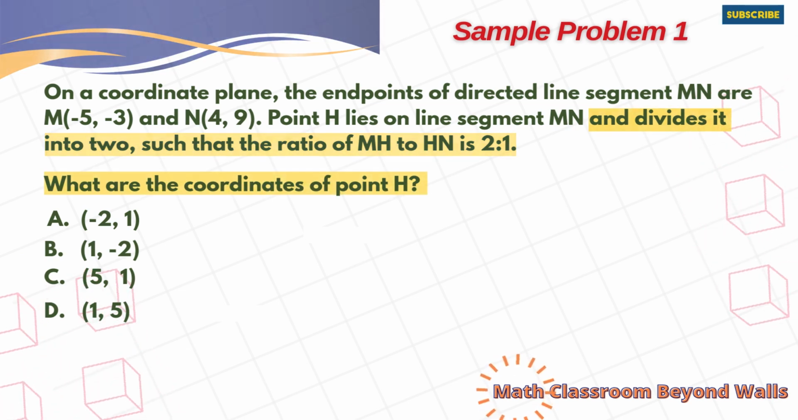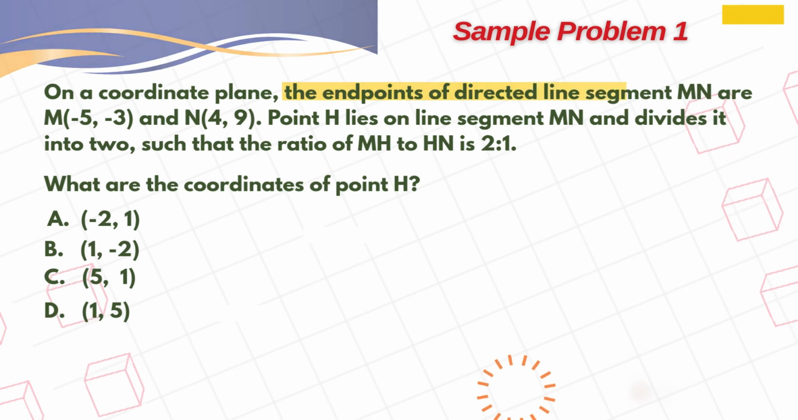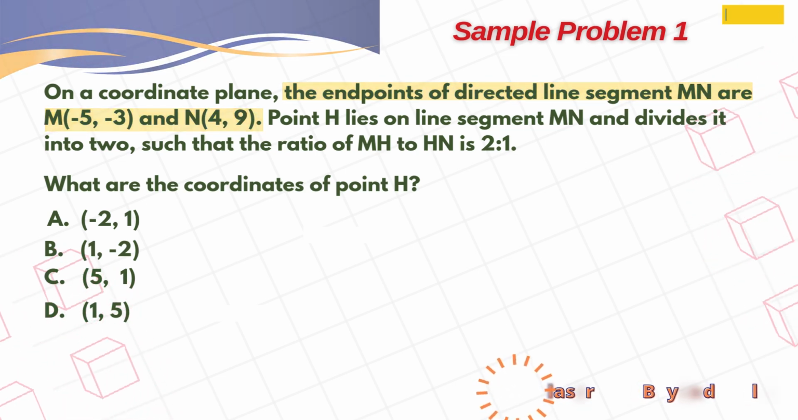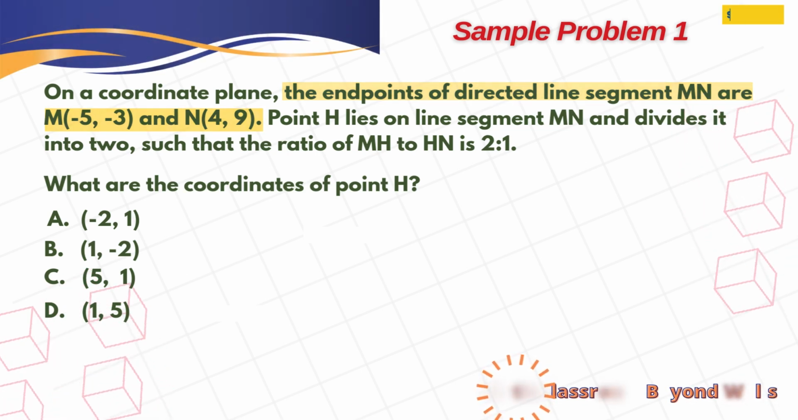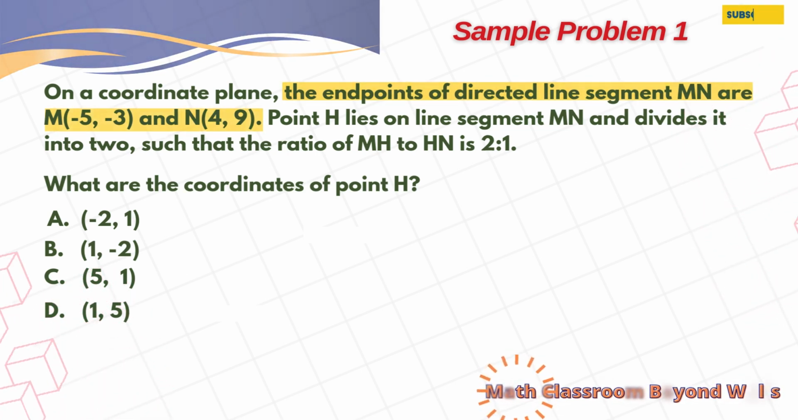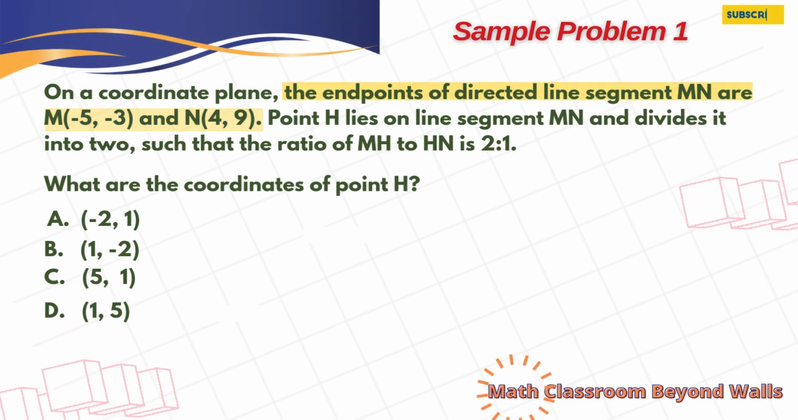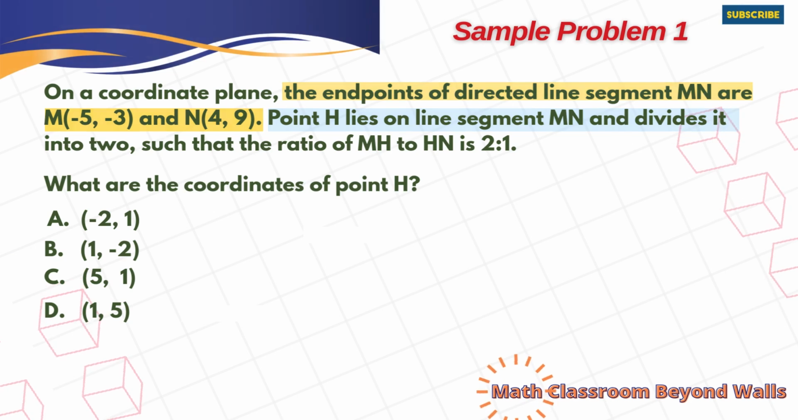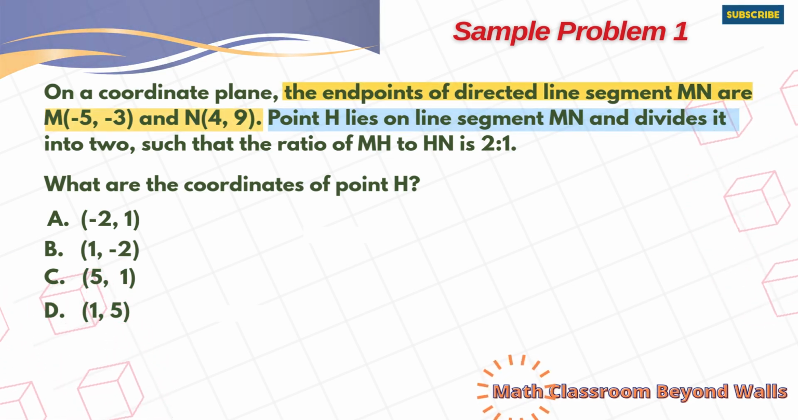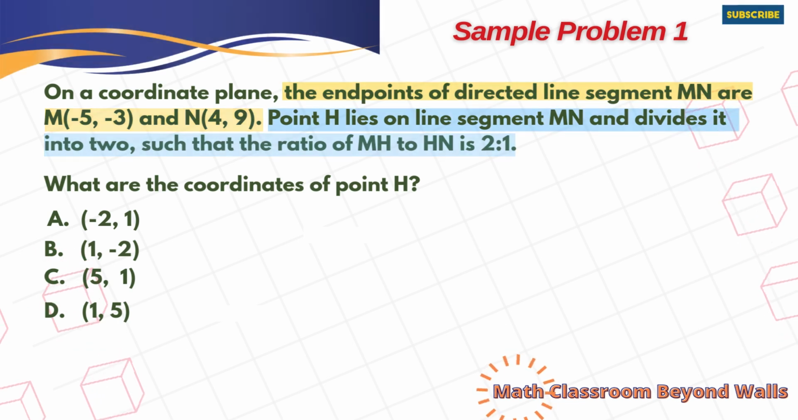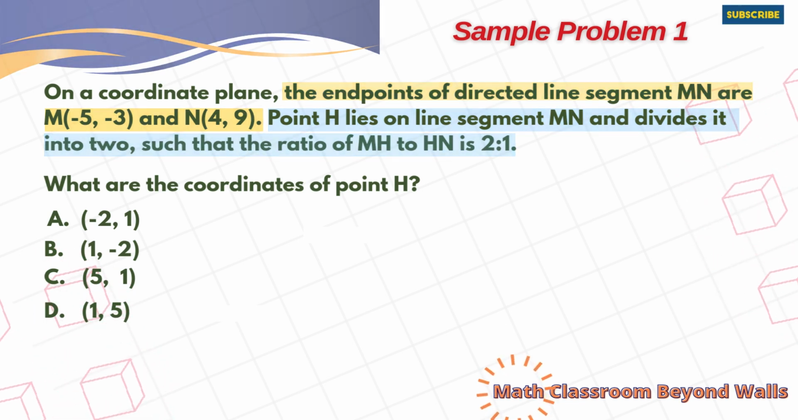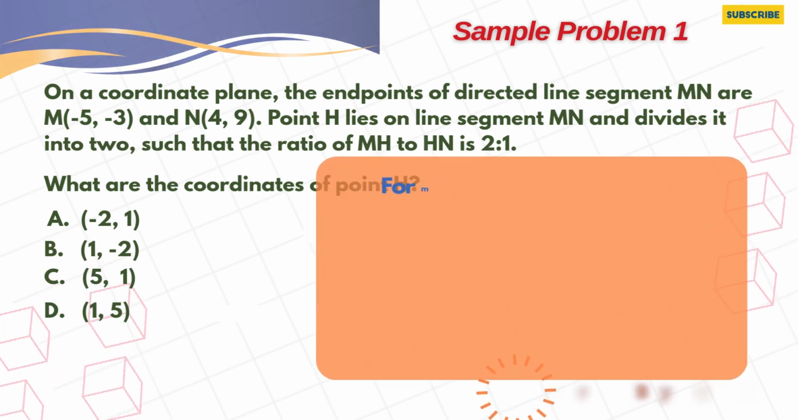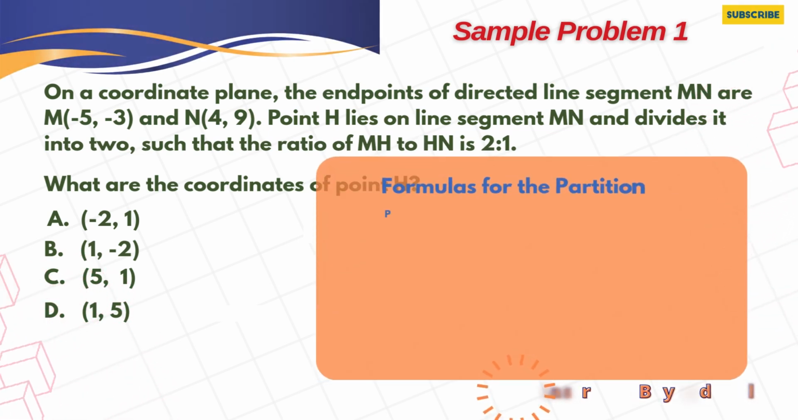What are given? We're given the endpoints of the directed line segment MN, which are M(-5, -3) and N(4, 9). The problem also states that point H lies on segment MN and is dividing the segment into 2 such that the ratio of MH to HN is 2 to 1. Okay, so let us have the formulas again. Look at the formula, learners.